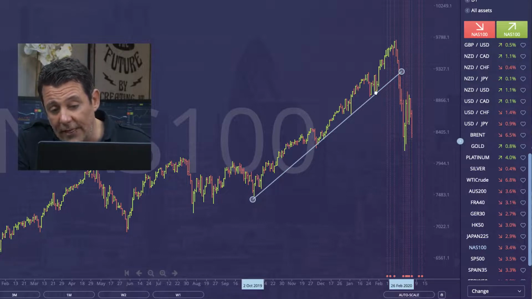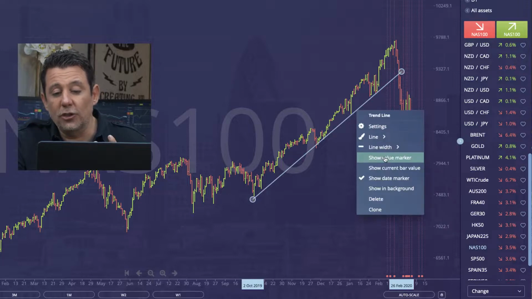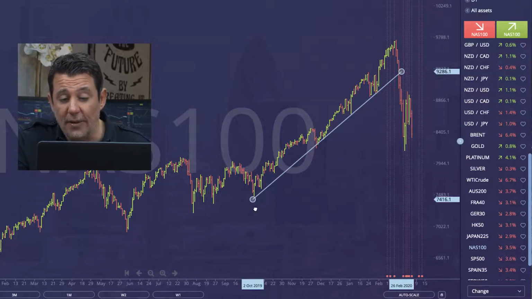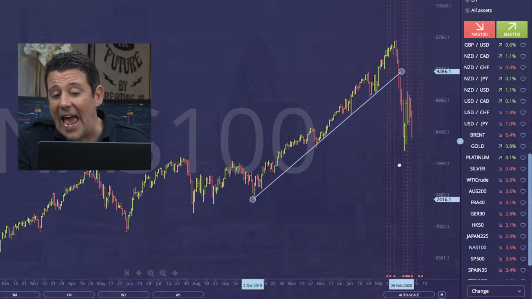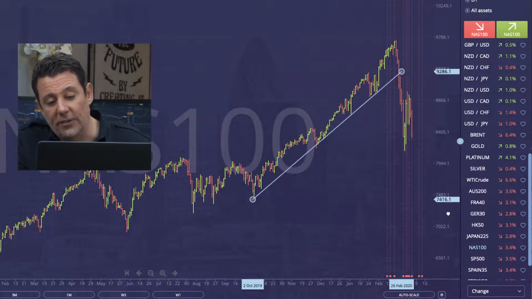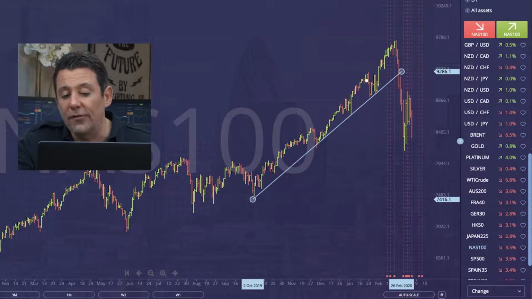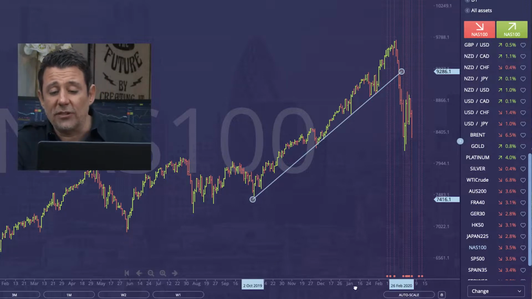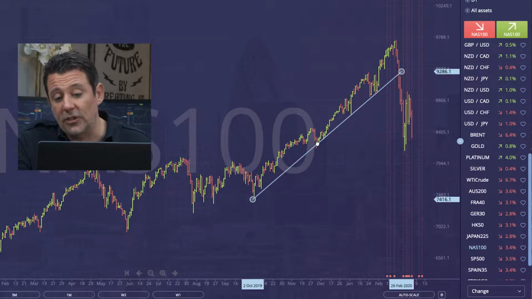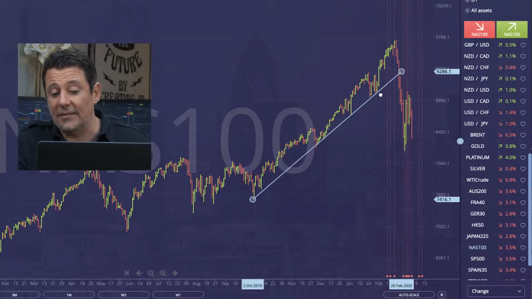I can also right-click on this trend line and look at show value markers. That's going to show me the price at the beginning of the trend and the price when the trend was broken. So it ran from 7,416 up to 92.86. So we can see there's practically a 2,000 pip run before the trend broke. So that's giving me extra additional information. You can see I've got a number of touches on this trend line before it breaks. That makes it a solid trend.